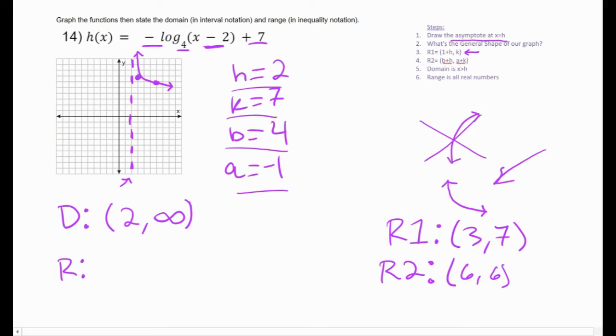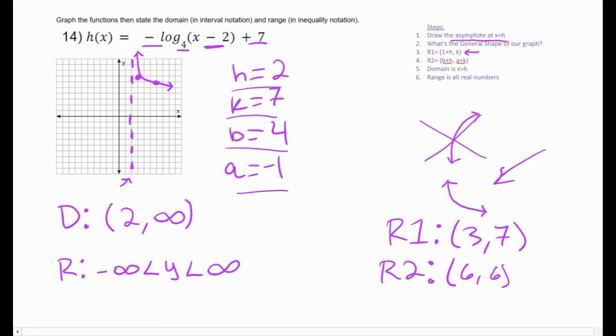My range, well, it goes up forever, and then it also goes down forever. So my lowest value is negative infinity because it goes on forever. That's not supposed to be a comma. And since it's in inequality notation, we're going to say that negative infinity is less than y because we're talking about the range, which is less than positive infinity because it could be all real numbers here. So negative infinity is less than y, which is less than infinity.